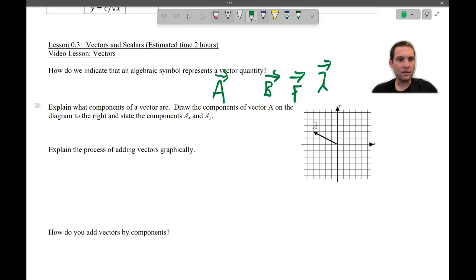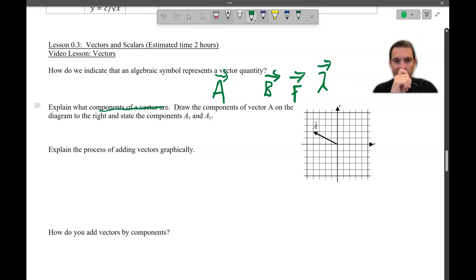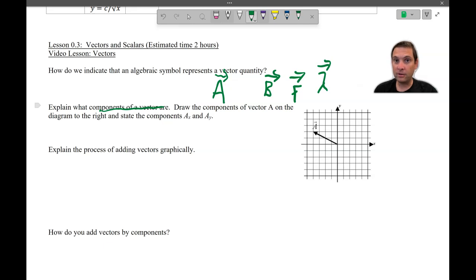Explain what components of a vector are. Components of a vector are the pieces of a vector, the x piece and the y piece. And when you add those two pieces together through Pythagorean theorem, that will give you the complete resultant vector, or the total vector.